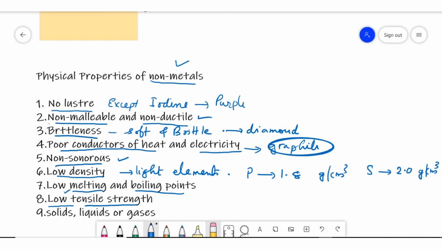And the non-metals can be solid. For example, iodine, phosphorus, carbon, sulfur, all are solids. And bromine is liquid. And other non-metals like hydrogen, oxygen, all these are gases. So which means that they can be solids, liquids or gases at room temperature.